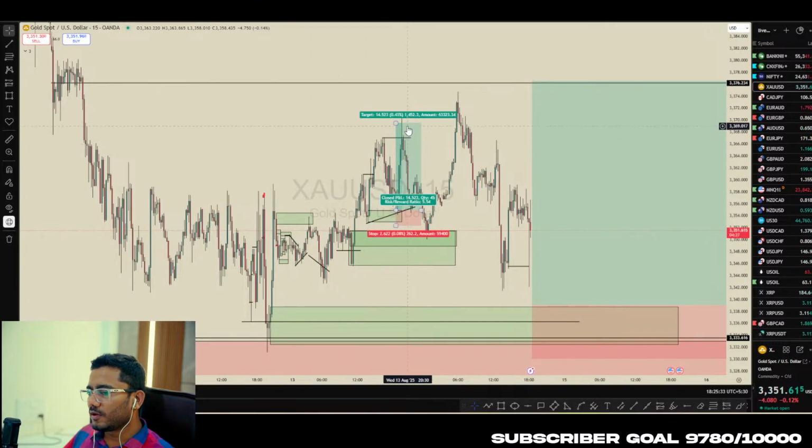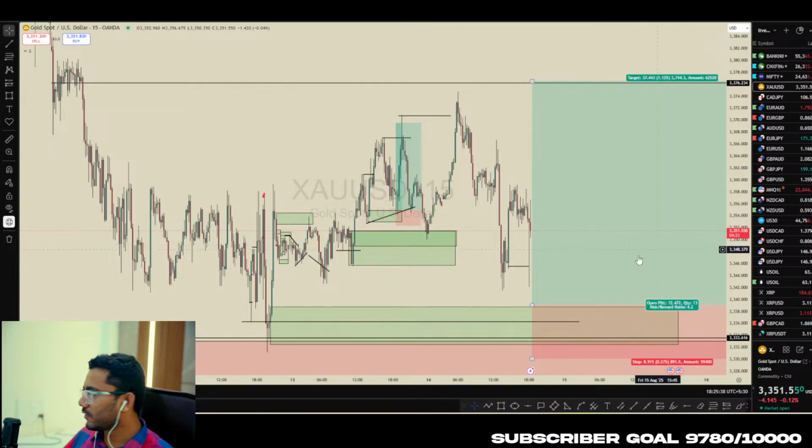This was not the break of structure. Price अंदर क्लोज हुई तो ये एक रिवर्सल है बेसिकली.